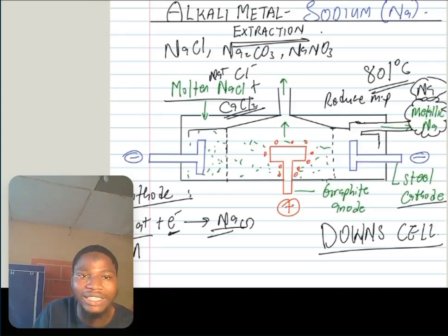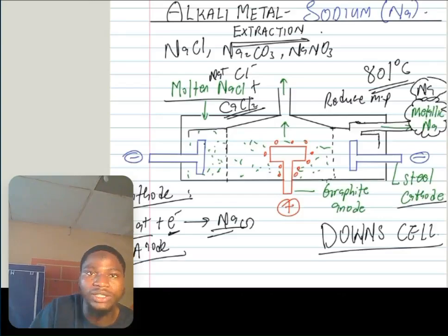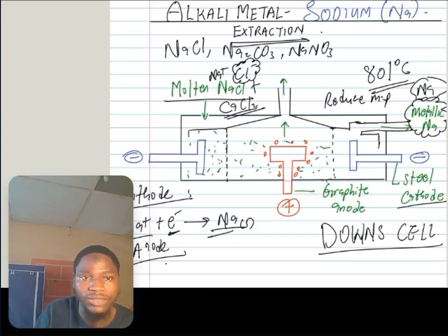So what happens at the anode? Don't forget, the other species that we have is the chloride ion. That is the one that is liberated at the anode. And look at the equation. It will lose 2 electrons to become chlorine gas, and that's it.